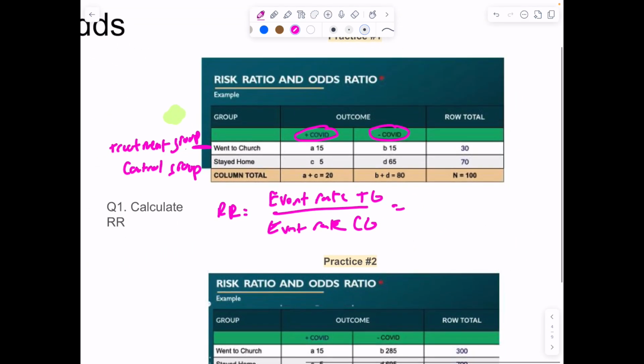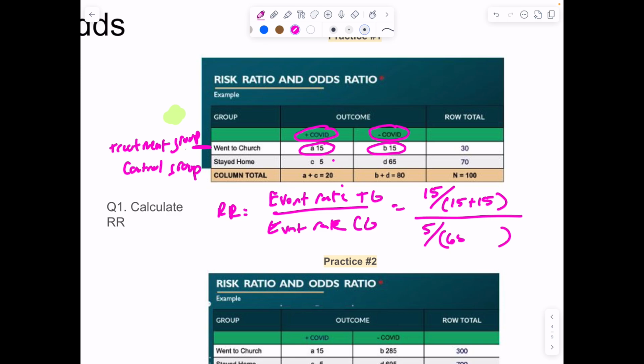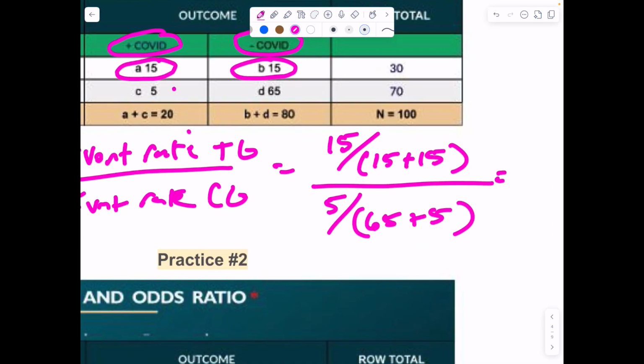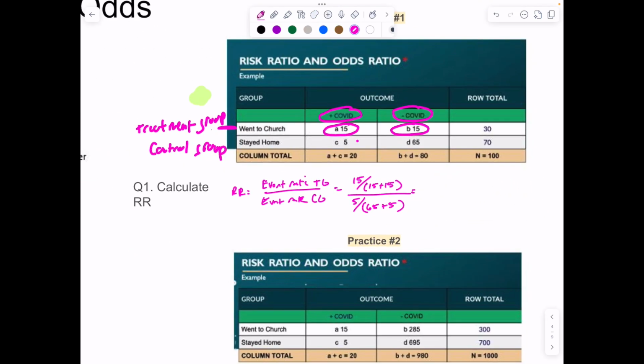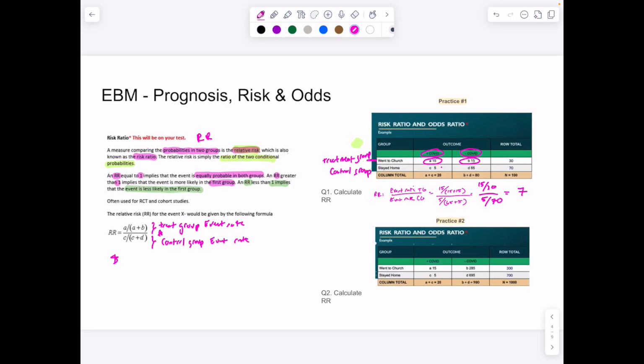And so for the event rate in the treatment group, we had 15 people who went out and got COVID, and 15 people who went out and didn't get COVID, so you have 15 with COVID divided by 15 plus 15. That's the event rate of the treatment group, divided by the event rate in the control group. We had 5 people with COVID, but a total of 65 plus 5 people in the control group. So the risk ratio of getting COVID if you went to church versus not going to church: we have 15 divided by 30 over 5 divided by 70, so we have 0.5 divided by 5 divided by 70, and we have 7. So your risk is 7 times greater if you went to church. It's more likely that you would get COVID if you went to church because the ratio is greater than 1.